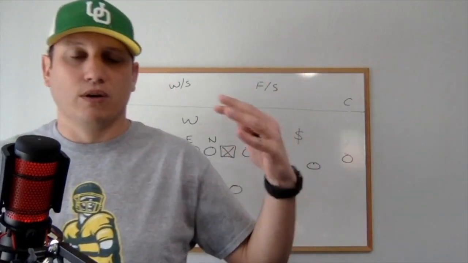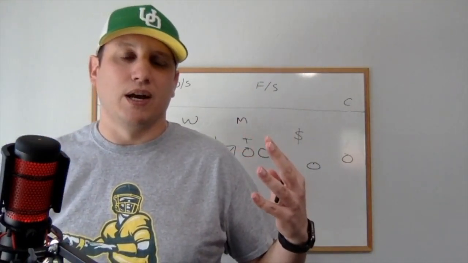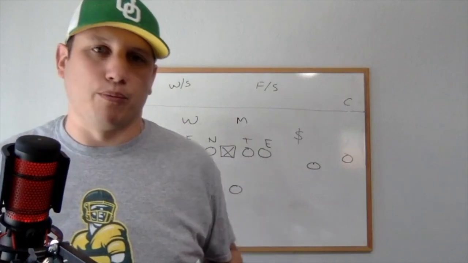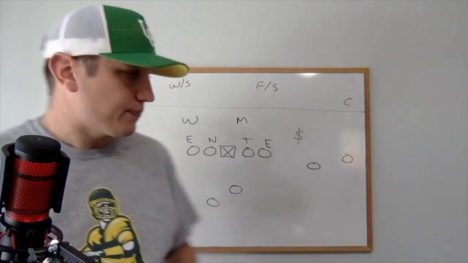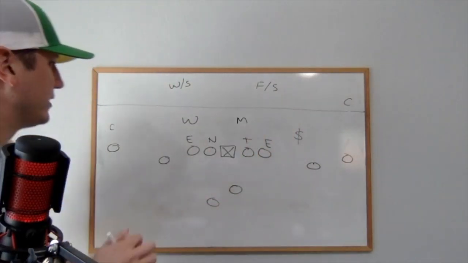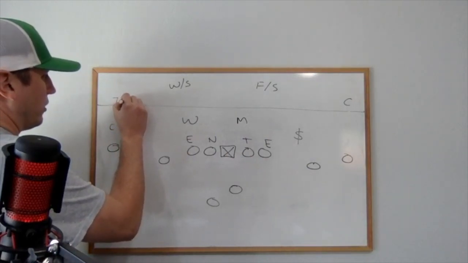If he's under, well, then that's taken away from us. Then we feel like we can get over the top with our vertical stuff, okay? So that's what we work at. We work at depth of 7 yards on the corners.